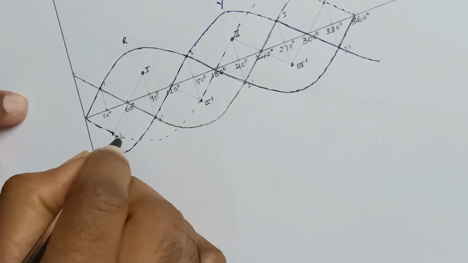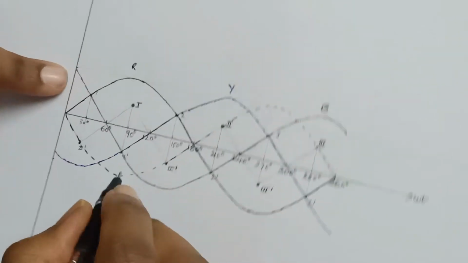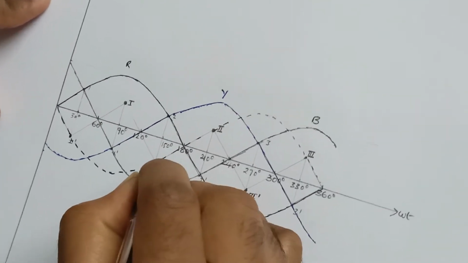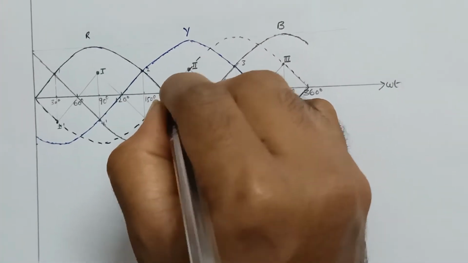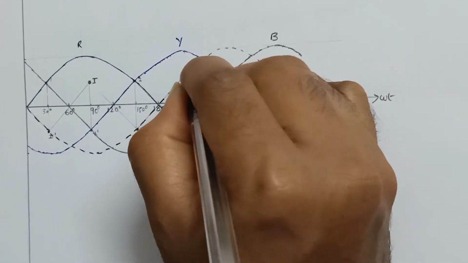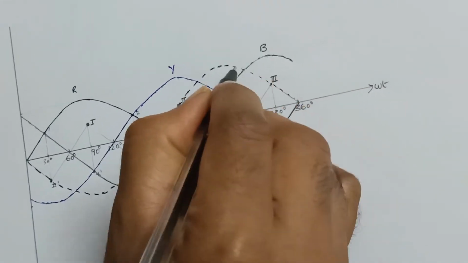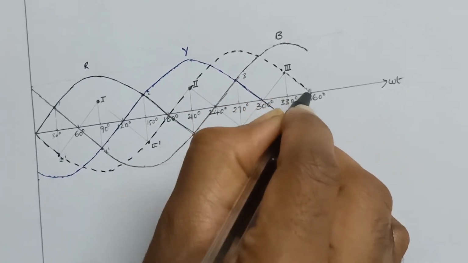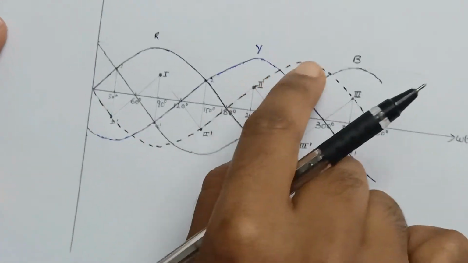So I am using dash line pattern to differentiate R phase and the waveform being constructed. Okay, now we have constructed one sine wave.